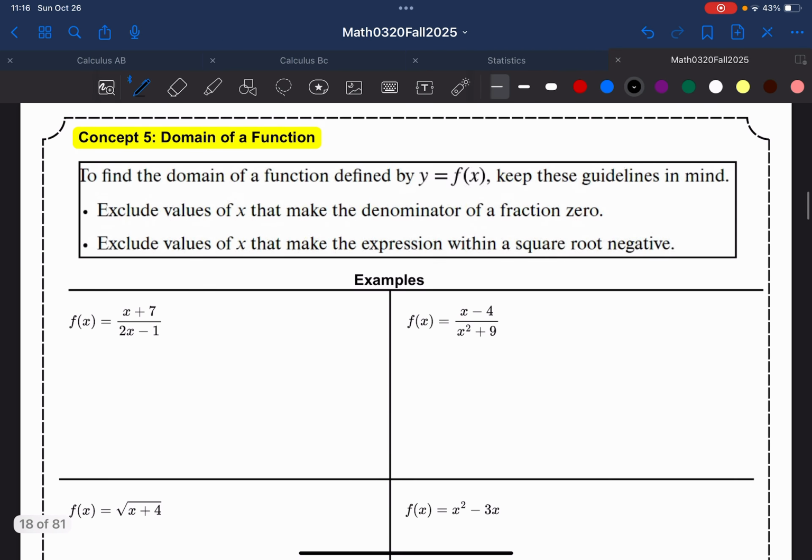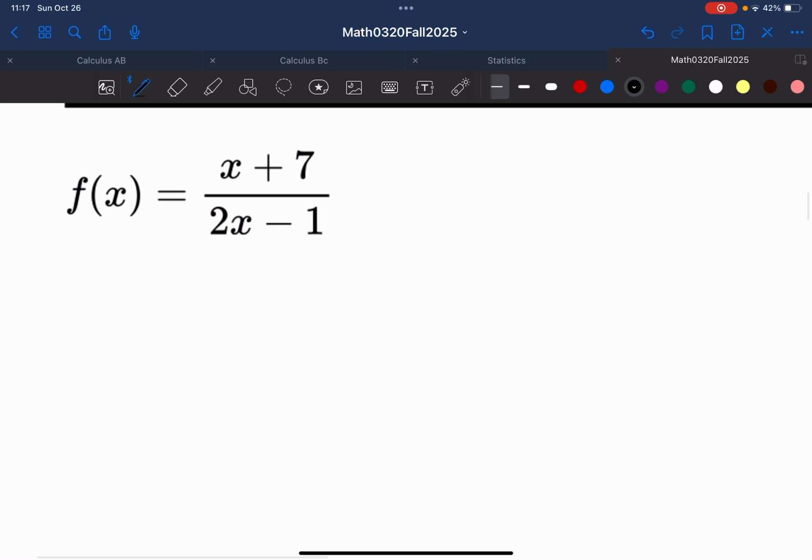Okay, last concept, domain of a function. It says to find the domain of a function defined by y is equal to f of x, keep these guidelines in mind. Exclude values of x that make the denominator of a fraction 0, and exclude values of x that make the expression within a square root negative. So all this is saying is that we exclude x when the denominator is 0, and we exclude x if we get a square root that is negative. Okay? So when looking at each of these, it's going to be case-by-case basis.